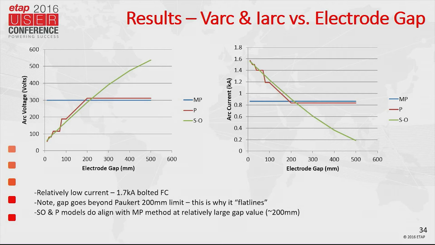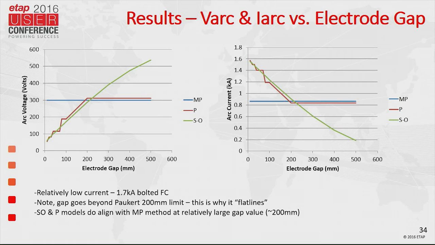On the left, there's the arc voltage. On the right, it's current. We'll just look at the current because basically the graphs are showing you the same thing. Just one goes up, one goes down. On the right, arcing current: when we have a very small electrode gap, we don't have much resistance in the arc itself, and so that arcing fault current is very high, or high at least compared to the bolted fault current.